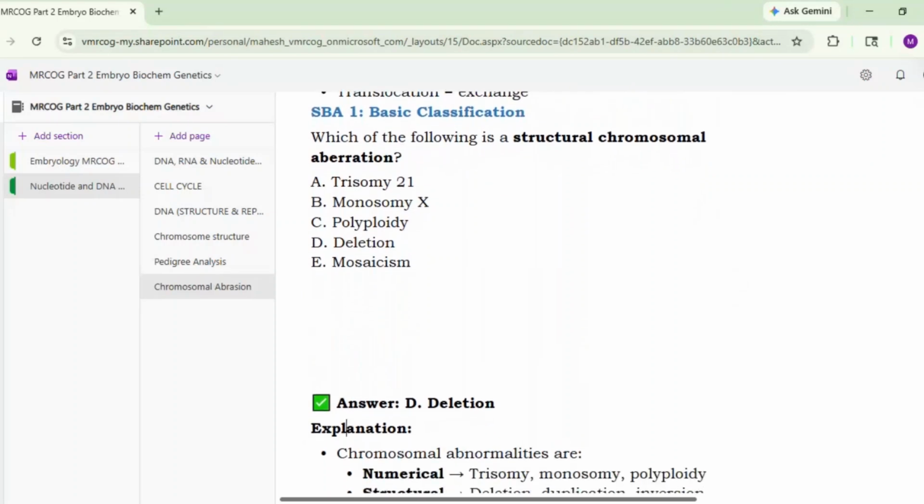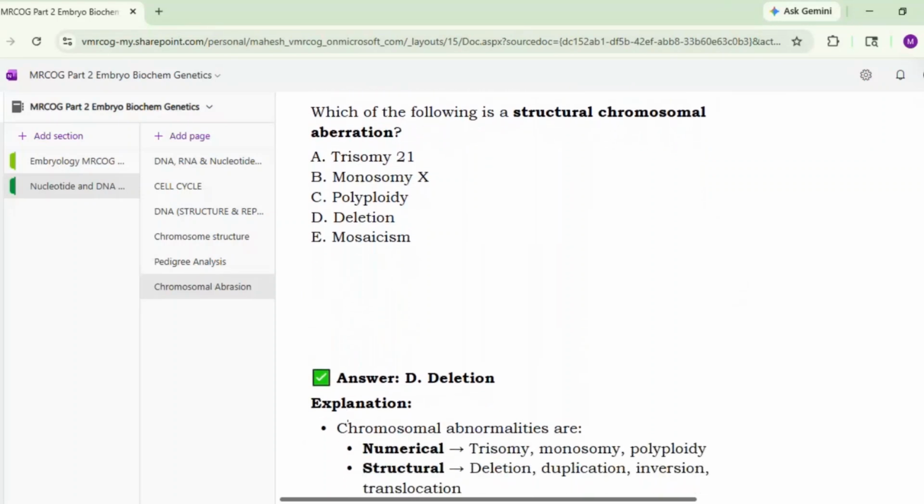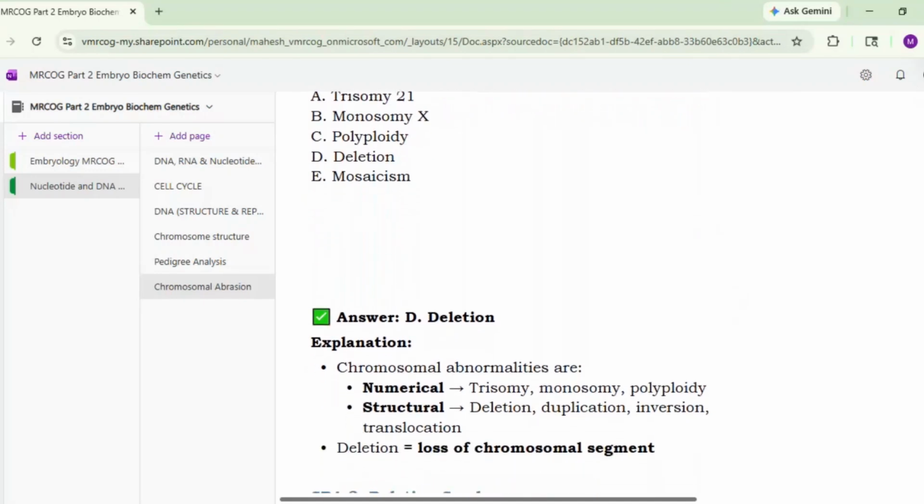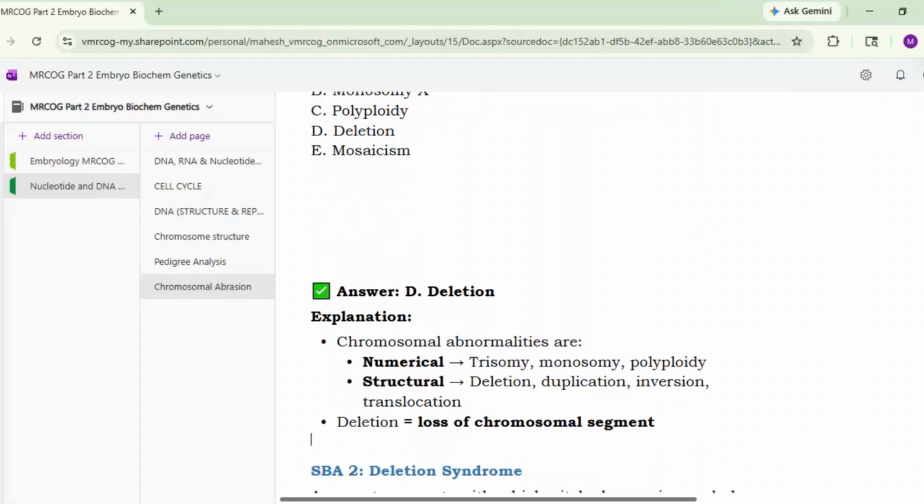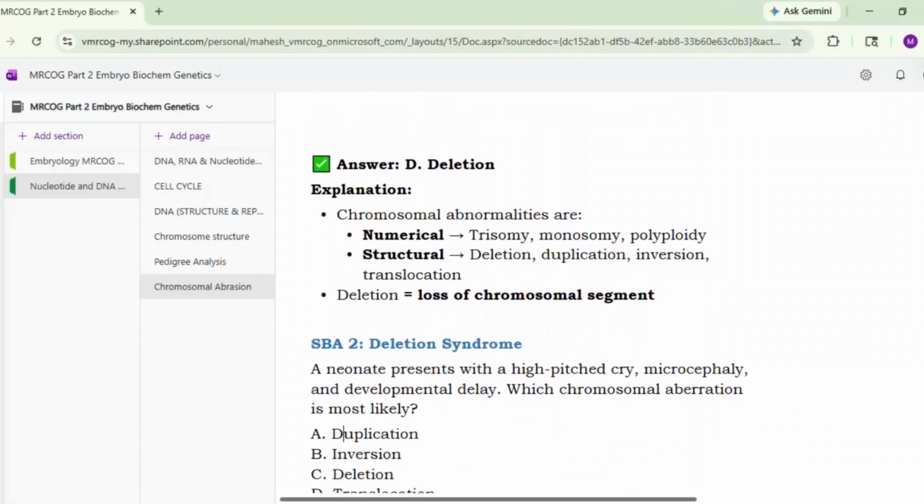Okay, deletion. Chromosomal abnormalities are either numerical or structural. Numerical, you have trisomy, monosomy, polyploidy. Structural, deletion, duplication, inversion, translocation. In deletion, there is a loss of a chromosomal segment. Okay. Next.